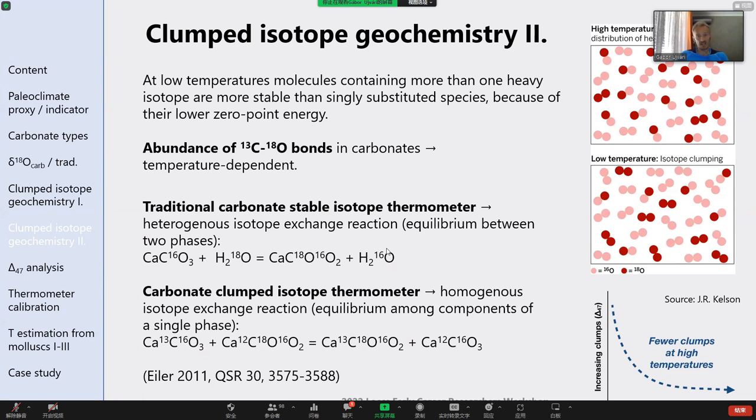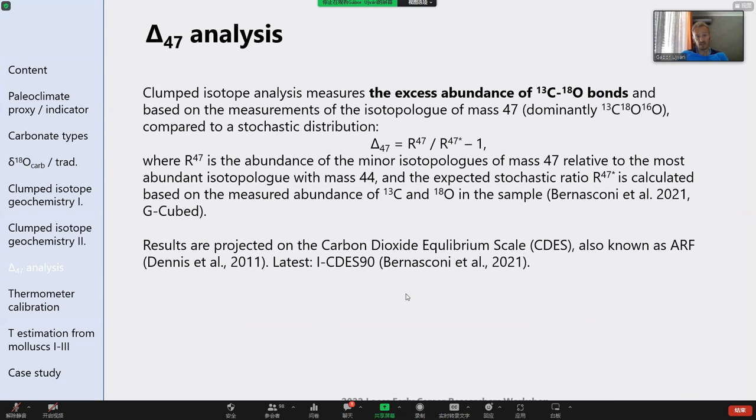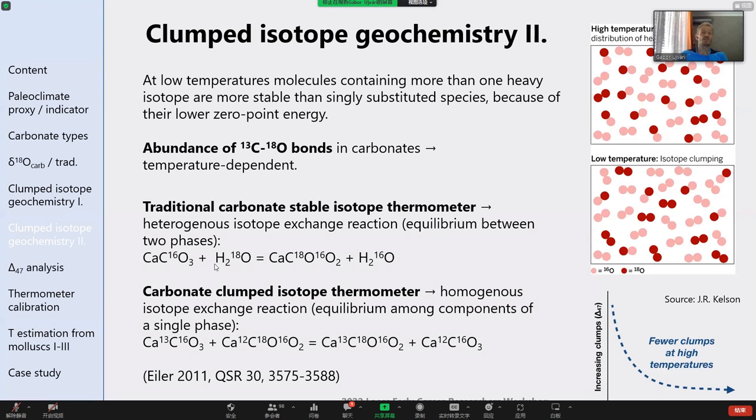Here I would like to again emphasize the difference between the traditional carbonate stable isotope thermometer and the carbonate clumped isotope thermometer. The first one, which is also called the Urey thermometer, because Harold Urey was the first who suggested using this thermometer in 1947, examines a heterogeneous isotope exchange reaction, an equilibrium between two phases, namely the calcium carbonate and the water from which the carbonate precipitated. So to calculate temperature, we need oxygen isotopic information from both phases. That's the problem with the traditional carbonate stable isotope thermometer.